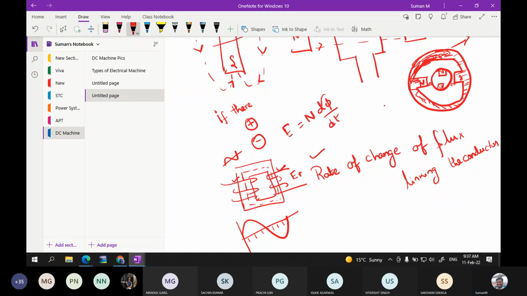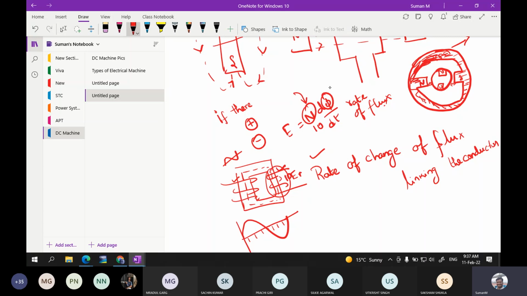This is the rate of change of flux, and N is the number of turns available in that particular conductor. So here the number of turns is 10, so this is given by 10. How many turns this particular flux is linking is given by this N.